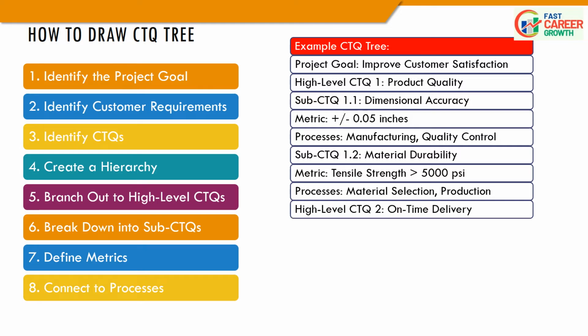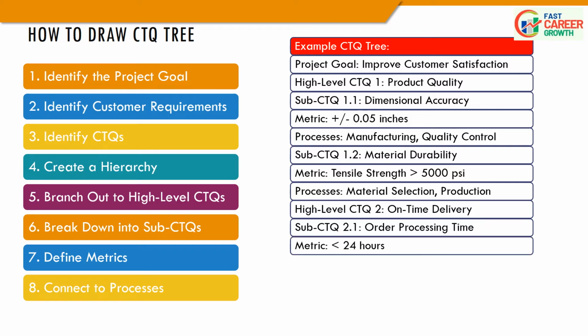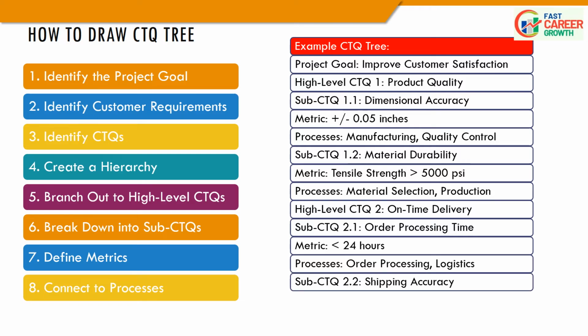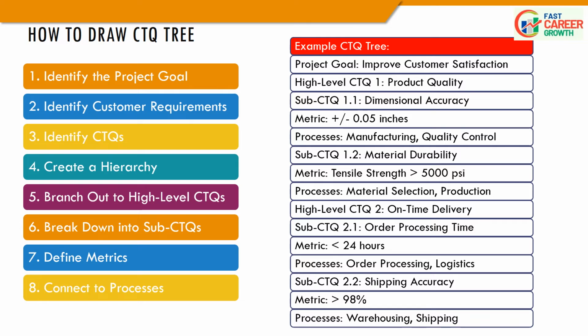High-level CTQ2 is on-time delivery. A sub-CTQ is order processing time, and the metric is less than 24 hours. Key processes are order processing and logistics. Another sub-CTQ is shipping accuracy, and the metric is greater than 98%. Key processes are warehousing and shipping.